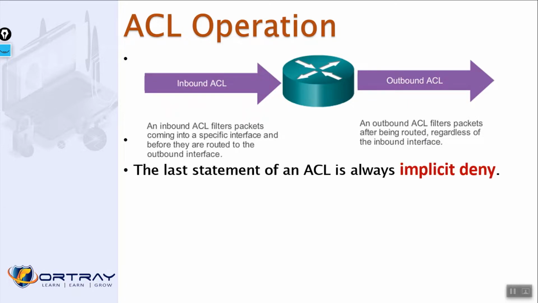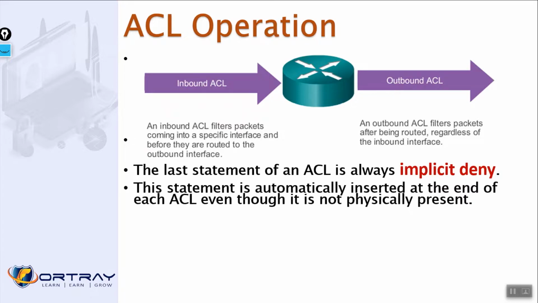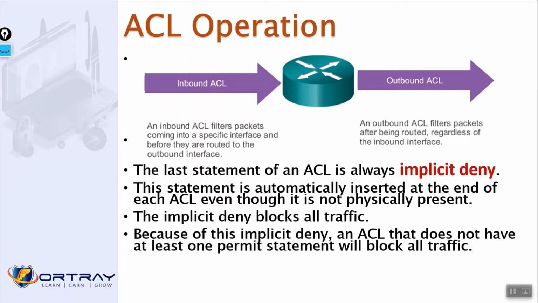The last statement of the ACL is the implicit deny. So keep in mind, at the end, even if you do not put any entry, the implicit deny is there all the time. This statement is automatically inserted at the end of each ACL even though it is not physically present. The implicit deny blocks all traffic, so an ACL must have at least one permit statement.